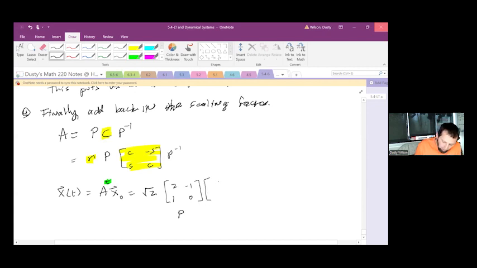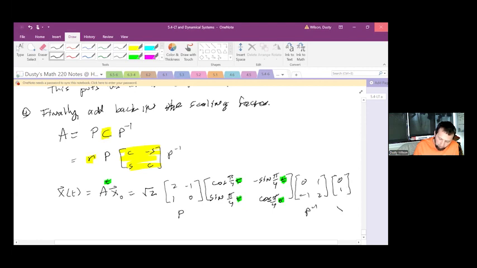And then here we'll actually write it all out. So we'll have cosine of pi over 4 t, because we're doing the rotation t times, and then minus sine pi over 4 t, and we have sine pi over 4 t and cosine pi over 4 t. Then this is going to be times the inverse of P, which was, my gosh, I've lost track of it. The inverse is going to be 0, 1, minus 1, 2. This is our P inverse. And then we have our 0, 1, which was our initial place, so that's our x naught.